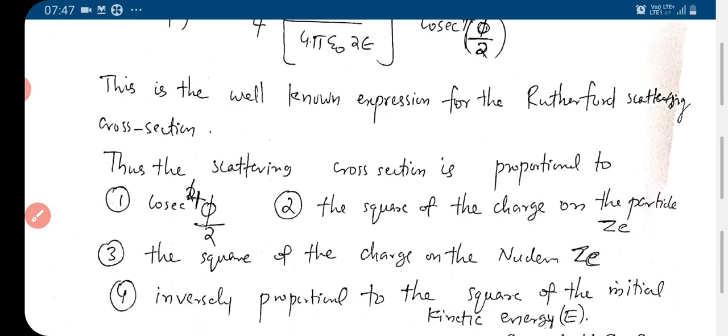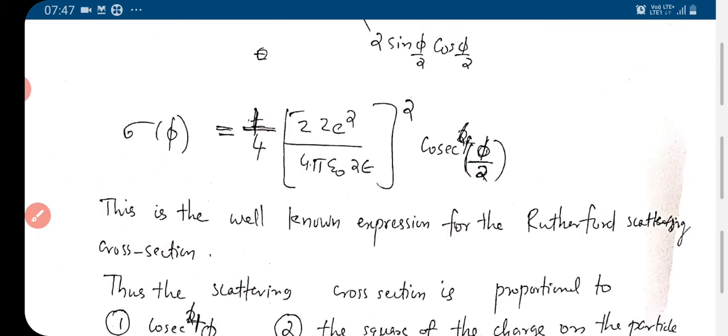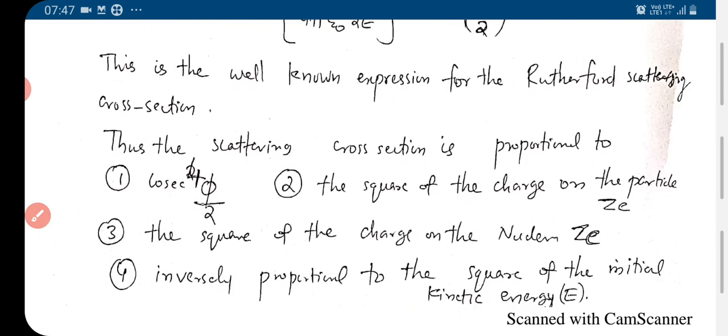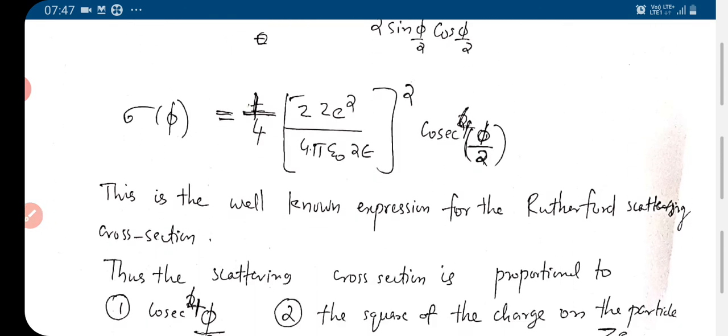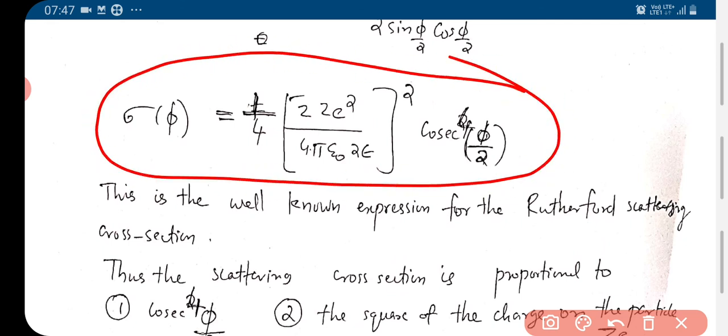Thus, the scattering cross section is proportional to cosec raised to 4 phi by 2, and proportional to the square of the charge on the particle, we can see z e square, and the square of the charge on the nucleus, and inversely proportional to the square of the initial kinetic energy. So the scattering cross section depends on various parameters like this, and this is the Rutherford scattering cross section formula.